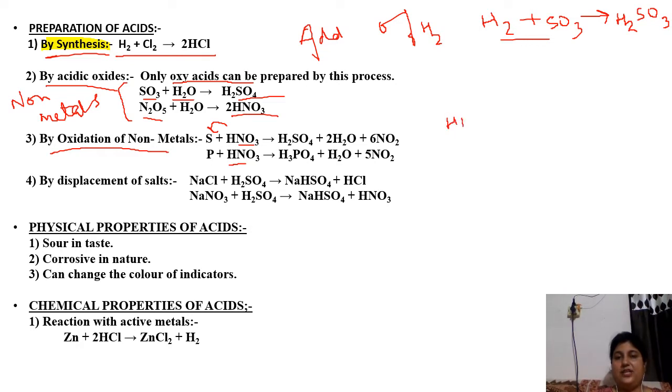When we heat nitric acid, it results in the formation of NO2, H2O, along with nascent oxygen.